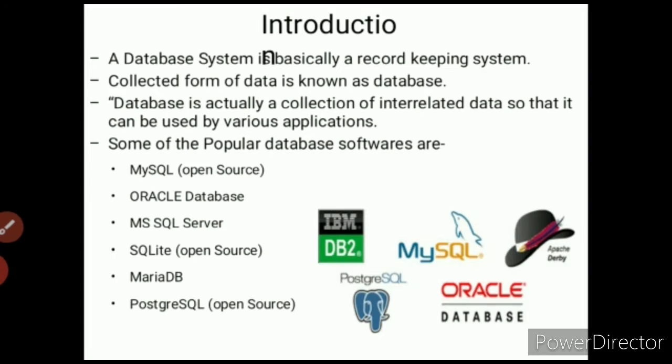Introduction. A database system is basically a record keeping system. Database means where we just have to make our data in a particular order. Okay. Collected form of data is known as a database. If we talk about what is the meaning of a database, then you just have to focus on it. The database is basically a collection of number of data. Okay. Database is actually a collection of interrelated data so that it can be used by various applications.